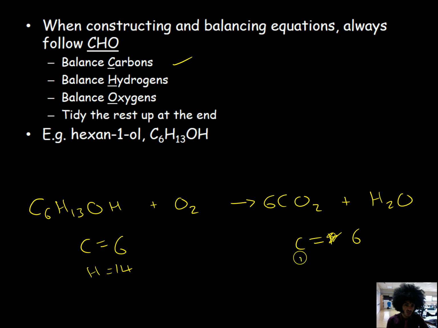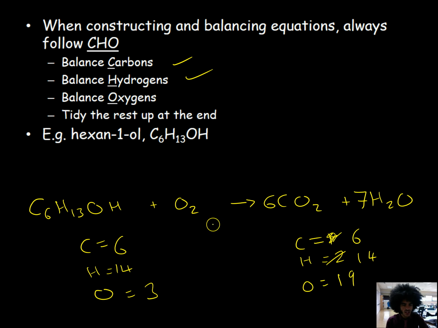Over here I've only got 2 as usual. So I need to change that to 14 by adding a 7, because 7 lots of 2 is 14. They're now balanced. Let's now do the oxygens. 1 plus 2 equals 3. Over here I've got 6 lots of 2, which is 12, plus 7, which is 19.